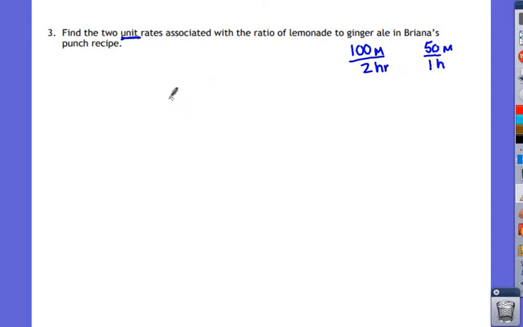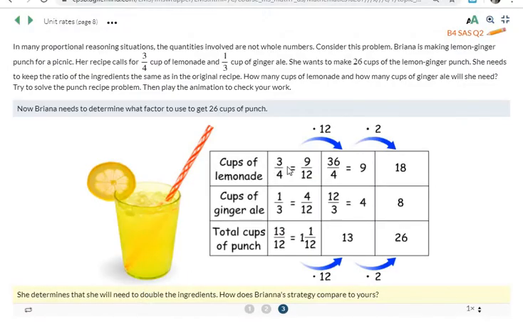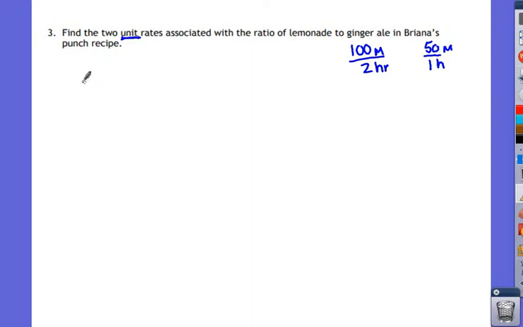So I'm going to use that information on my lemonade, and I'm going to look back at the chart that they gave me here, and I see I'm going to compare cups of lemonade to cups of ginger ale. 3/4 lemonade to 1/3 ginger ale. I know that's not a unit rate right now, but I'm going to make it one just like I made this one. So I have 3/4 lemonade, call it L. Ratios are fractions. Yes, it's a fraction inside a fraction. And I have 1/3 ginger ale.